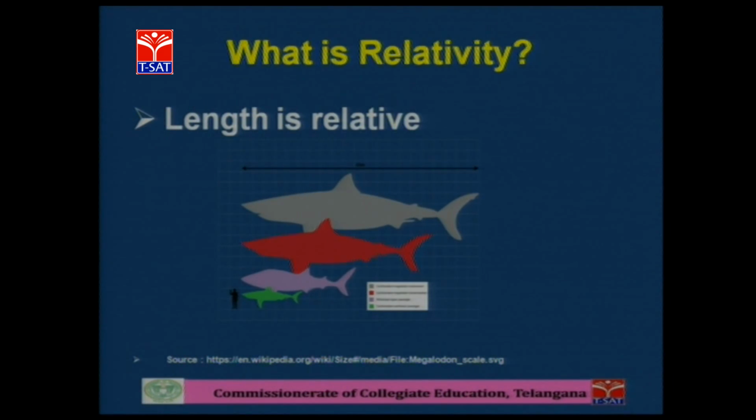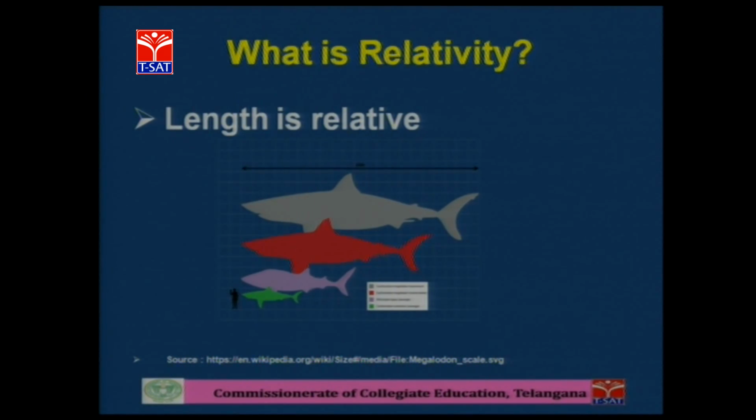Good morning, students. Today we are going to learn a new topic which has great prominence in our physics, that is the special theory of relativity. So coming to the special theory of relativity, we need to know what relativity is first.